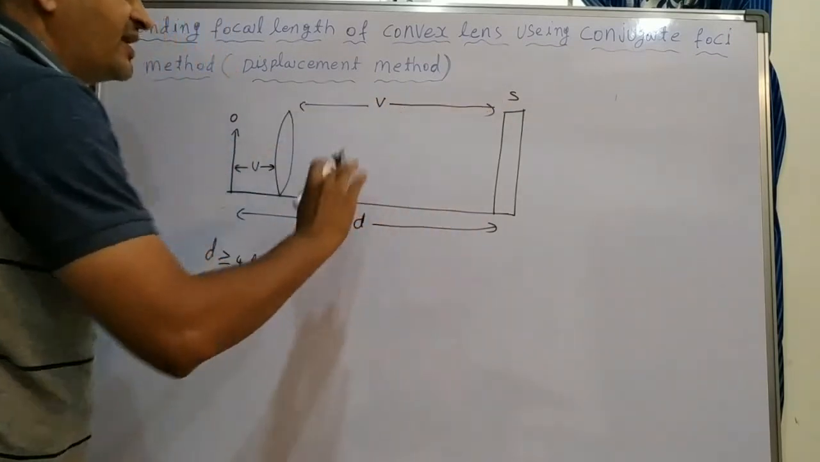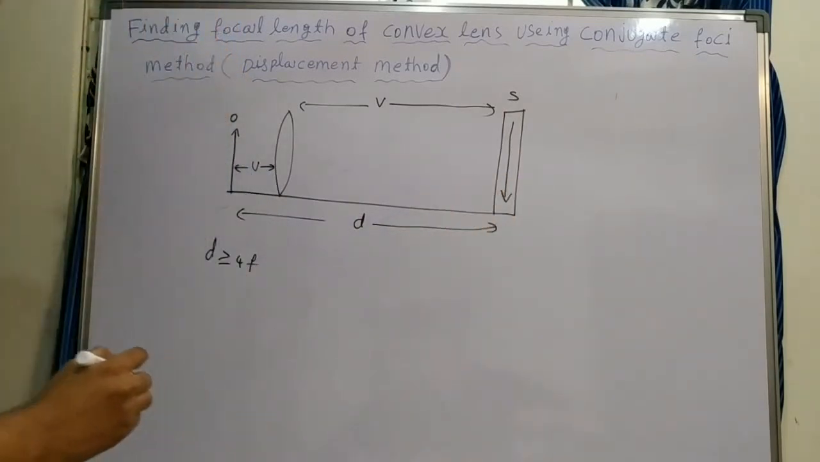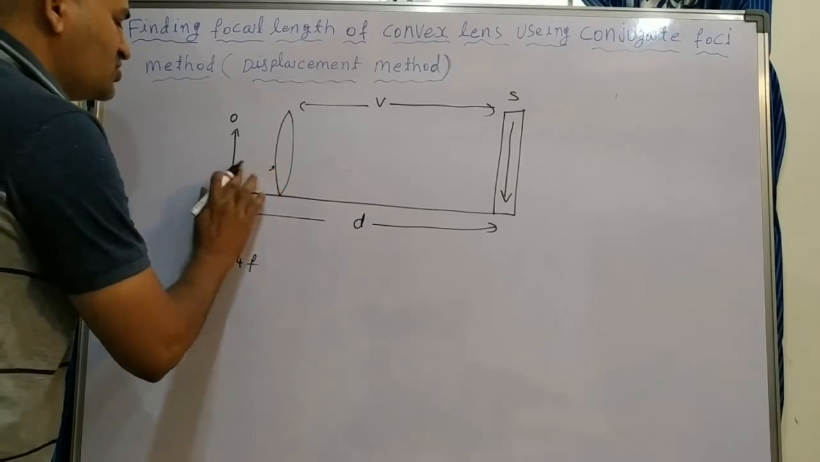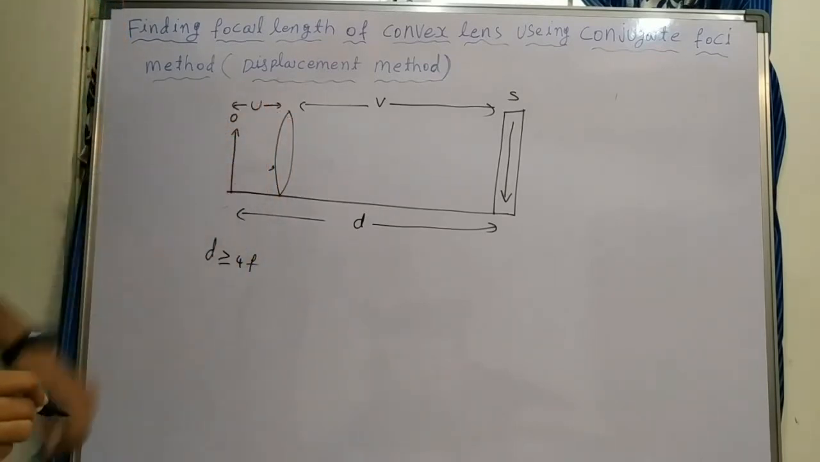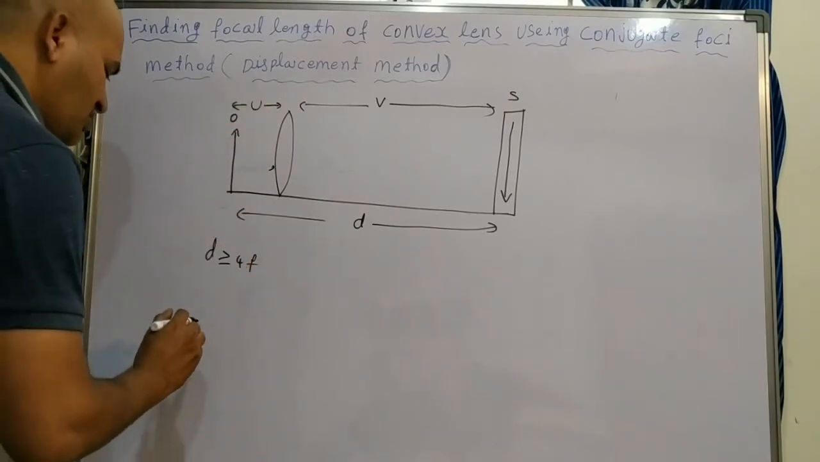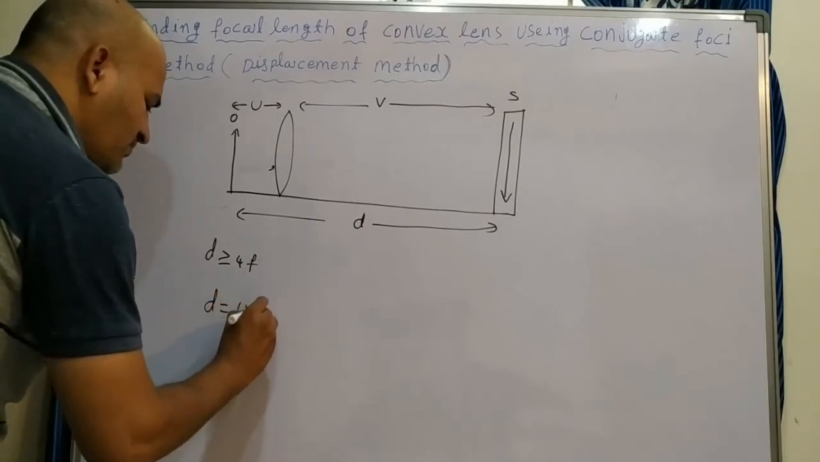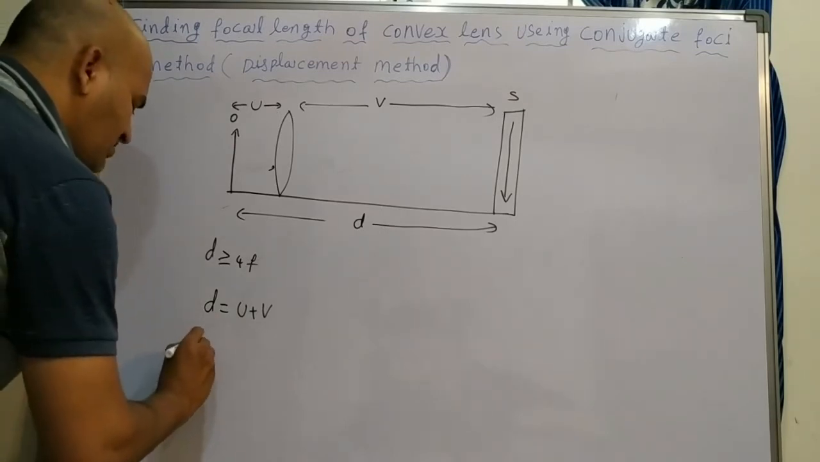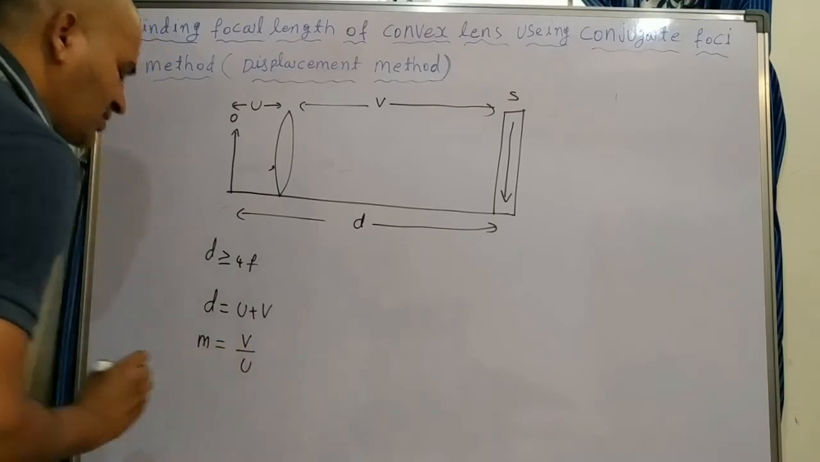We get a big and clear inverted image on the screen. What does it mean here? Object distance is u, image distance is v. Here we get a big clear image, and the total distance between them is d, which is equal to u plus v. We get one relation. The other one: what is magnification? In this case magnification m is equal to image distance by object distance, v by u.